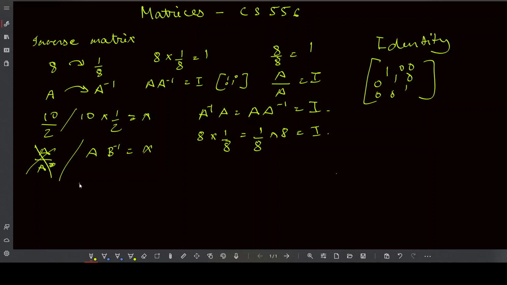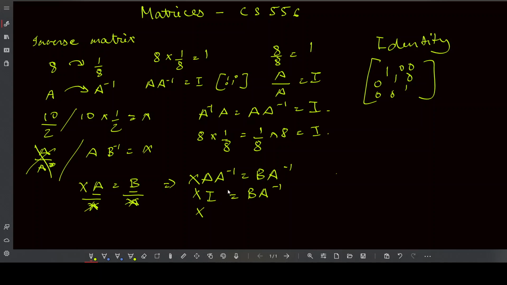So let's say I have xA equal to B. I have the values of A and B and I want to find the value of x. How do I do this? Since I can't divide both of these by A because division in matrices doesn't exist, I multiply both the left and the right hand side by A inverse. Okay, so this gives me xI equals B A inverse. xI is just equal to x because I is equivalent to 1 in the real world, right? So this is just x equals B A inverse.